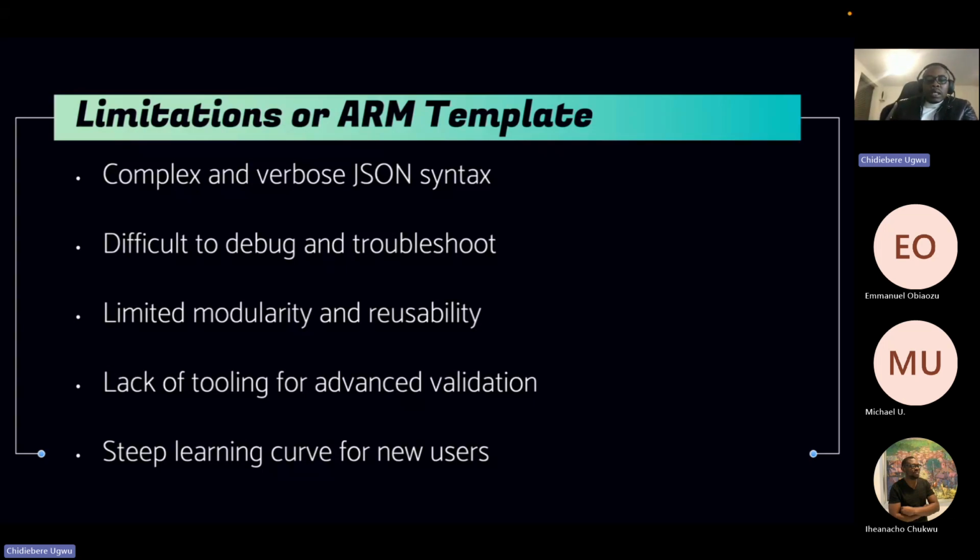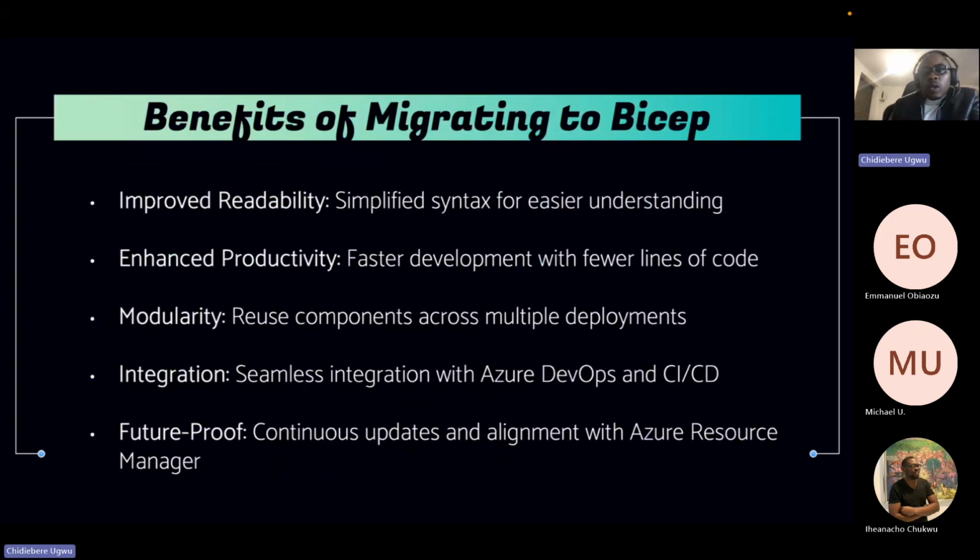And then the fourth one is lack of tooling for advanced validation. With ARM templates, there are some limitations in implementing third-party tools like linting to validate your script before deployment, whereas with Bicep it is simpler to add third-party tools that help you validate your script before deployment. This makes it more open for you to integrate third-party tools, or to customize your script and your resources the way you want, to suit your desired compliance.